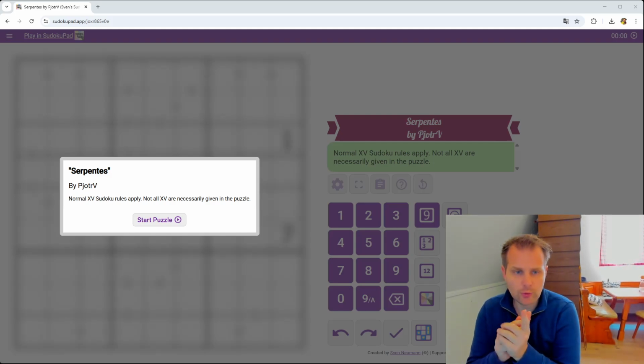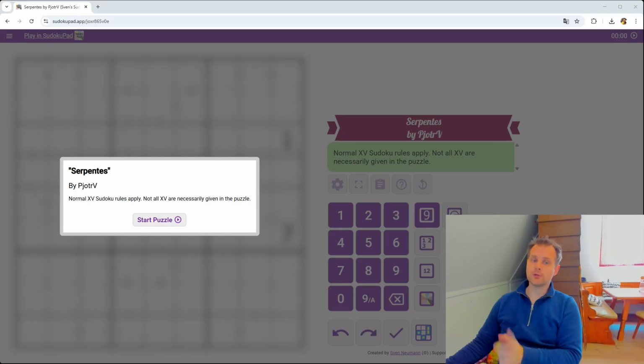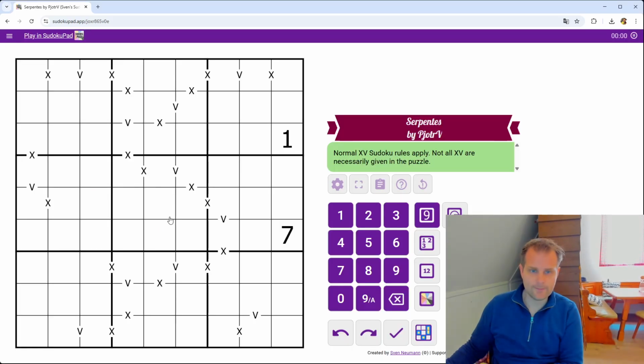Today we are going to do Serpentes. And it's a normal XV Sudoku, and if you want to do it yourself, hit pause, and otherwise stick with me for the solution. Alright.